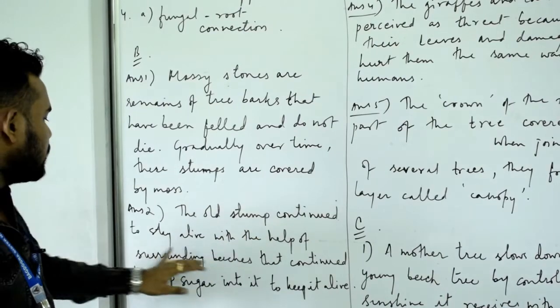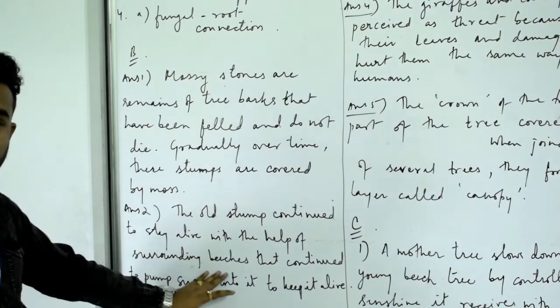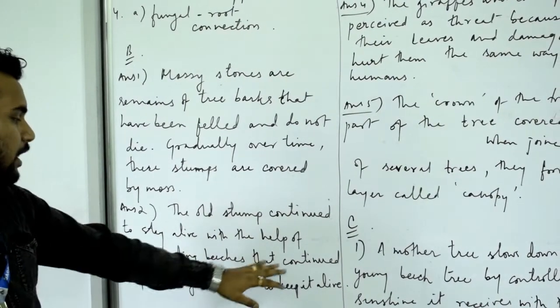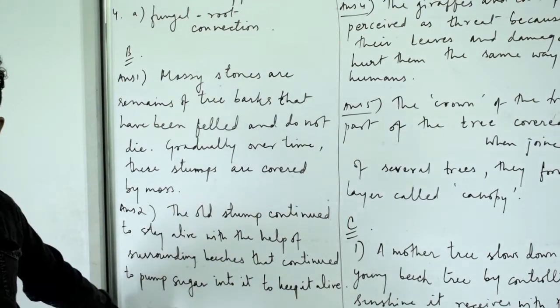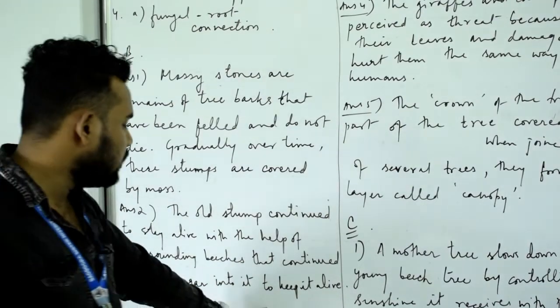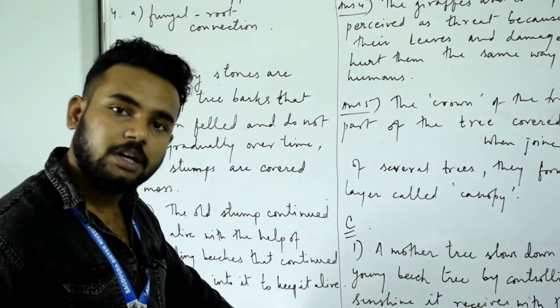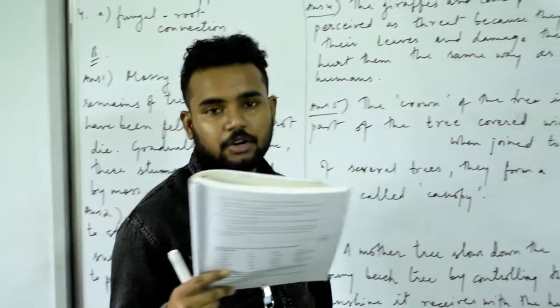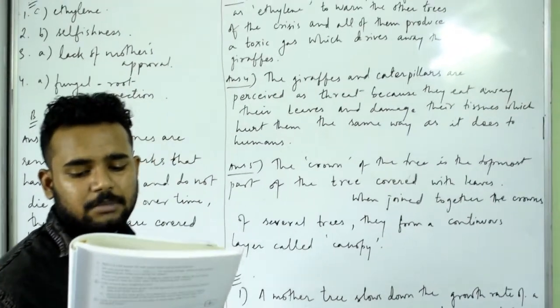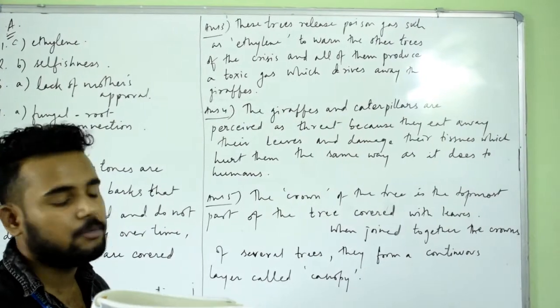The old stump continued to stay alive with the help of surrounding beeches, who were helping it, and that continued to pump sugar. How were they helping? By pumping sugar into it to keep it alive. Clear? Next, the third question, what do some trees in the African savanna do when giraffes come to eat them?